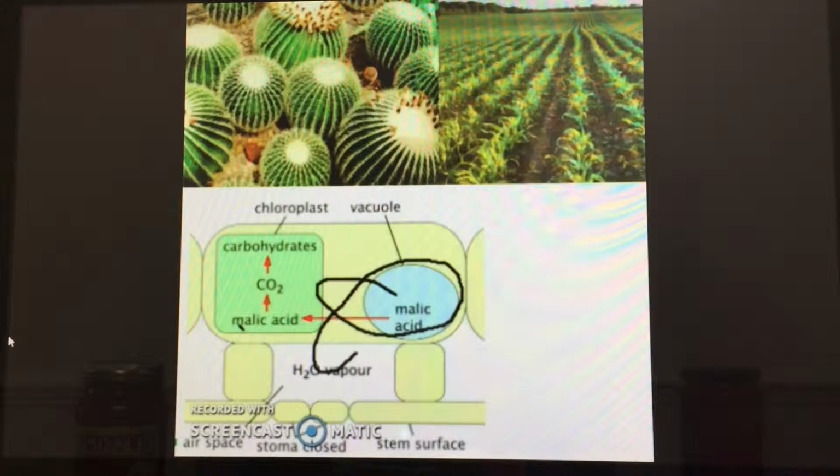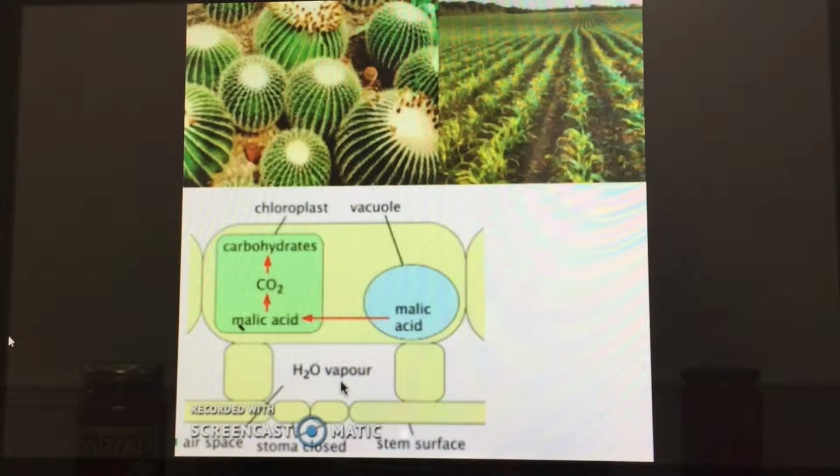CAM plants, which include pineapples and jade plants, have evolved to deal with photorespiration well in hot and arid environments. This picture shows a stomata in a CAM plant. CAM plants only open their stomata at night when it's cooler. This stops them from losing as much water through their stomata. During the night, the plant takes in carbon dioxide and turns it into malic acid. It then stores the malic acid in vacuoles like this one.